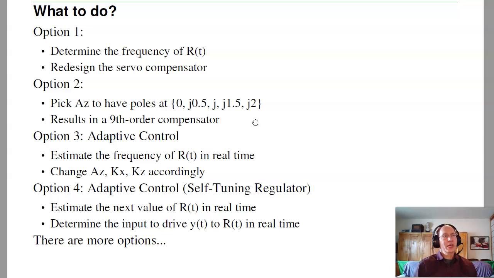I could do adaptive control. I could estimate the frequency of r(t) in real time and calculate my servo compensator accordingly. That would be an adaptive control system. That's a different class. I could do a self-tuning regulator. I could estimate the next value of r(t) in real time and then determine the input that drives y(t) to r(t). Again, that's a different class, but those are all areas that come out of modern control. And there are more options as well.